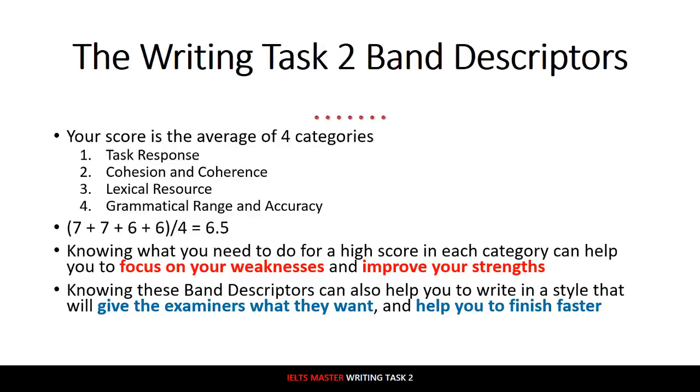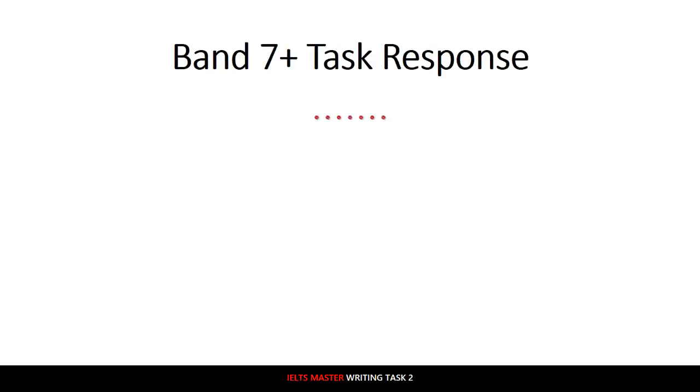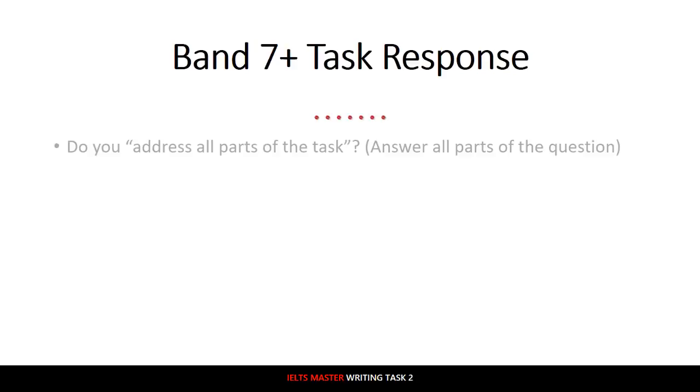If you examine these 4 categories in detail, you have a better idea as to what the examiners want and how you can give them exactly what they want. And if you know this, well, then you can finish faster. And I'm sure if you've practiced the IELTS, you know finishing faster is definitely a good thing. So let's take a look at each category in more detail. Let's start with task response and what you need for a band 7+ in task response.